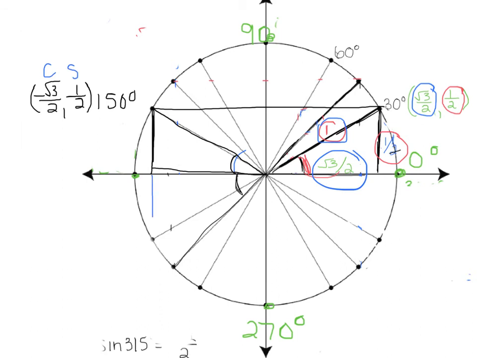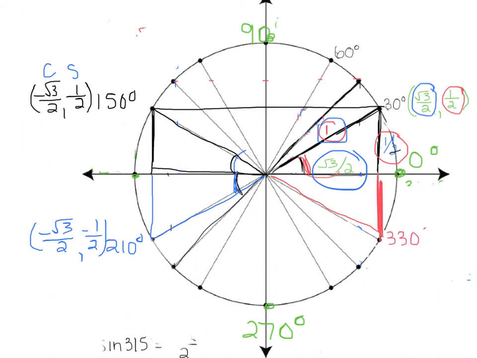Now, if we continue, the angle that is 30 degrees away from the x-axis in the third quadrant is 210 degrees. Notice that he shares the same x value as 150, which is radical 3 over 2, but it's negative. And he's also going to have a negative y value of 1/2, once again, because you can draw a 30, 60, 90 triangle.